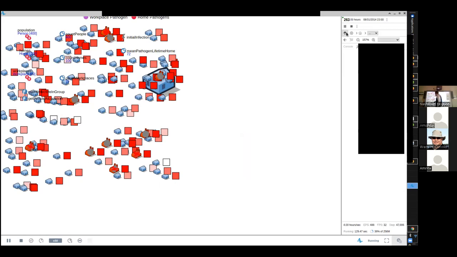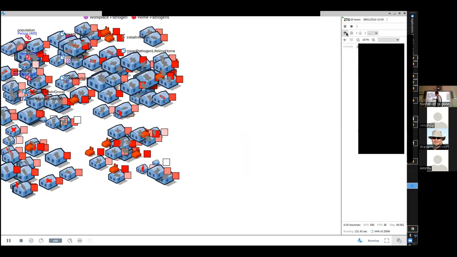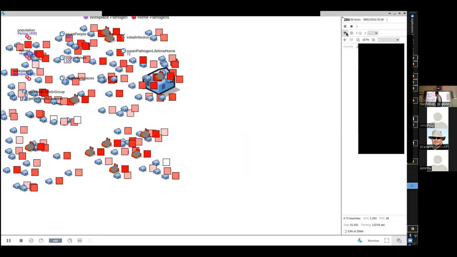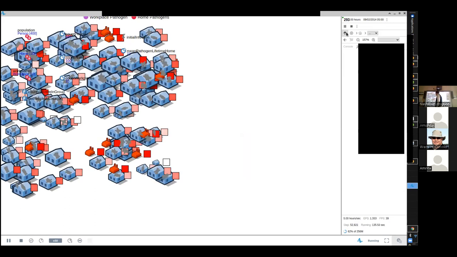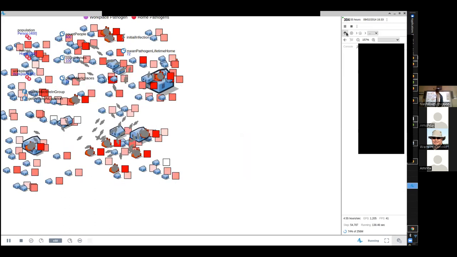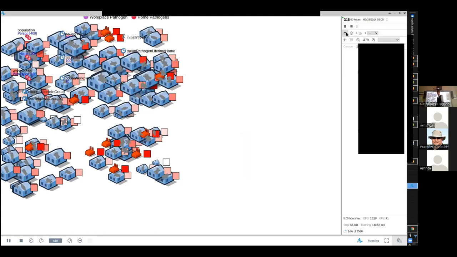But some people have started to recover. These gray ones have started to recover. There's still some individuals infected, but most people are now recovered. But there's still pathogen circulating, right? Okay.